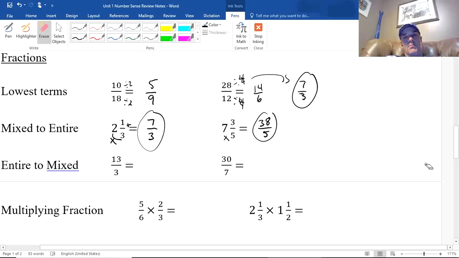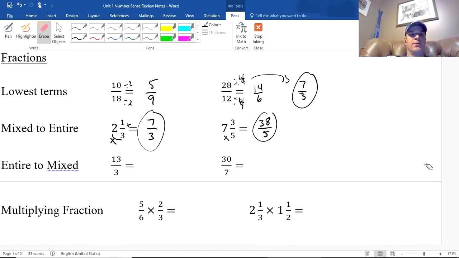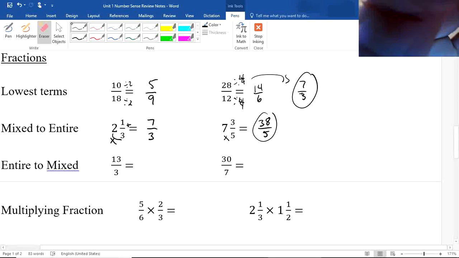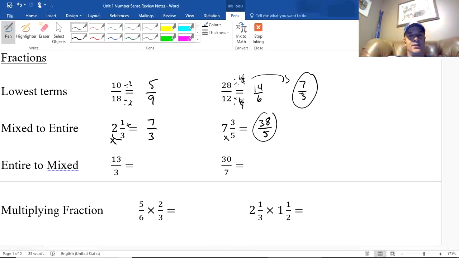There are many situations where working with entire fractions is better than working with mixed fractions. I would say most mathematicians, when you get into higher level mathematics, often leave our answers as entire fractions. We don't change them back to mixed fractions. I don't know, it's just what they do.